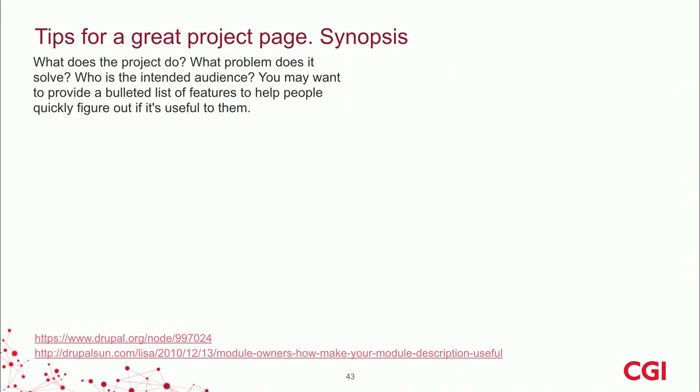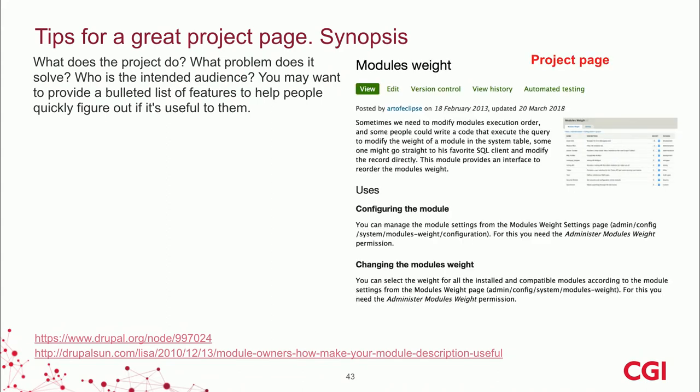The first thing is to show the user what your project does, what problem it solves, who the audience is, and how your project can help to solve some problems. But this information is in two sites that you created before.